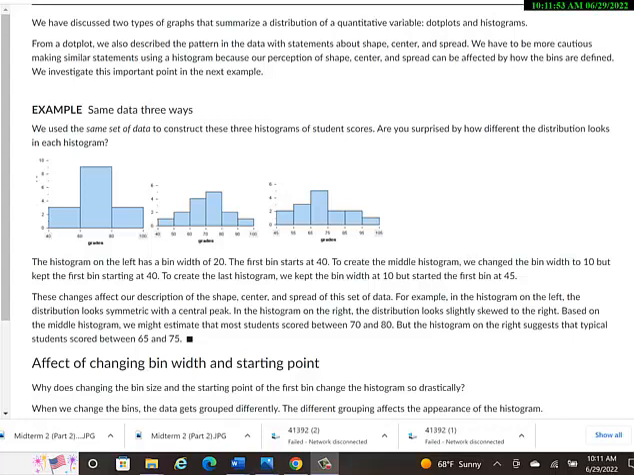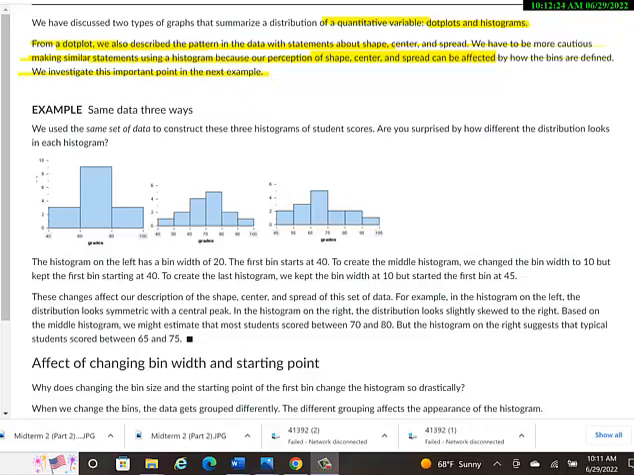So far, we've discussed two types of graphs that summarize the distribution of a quantitative variable, dot plots and histograms. From a dot plot, we also describe the pattern in the data and make statements about shape, center, and spread. We have to be more cautious making similar statements using a histogram, like we talked about in the previous page at the very last sentence, because our perception of shape, center, and spread can be affected by how the bins are defined. We investigate this important point in the next example.